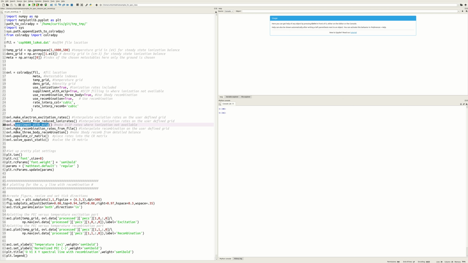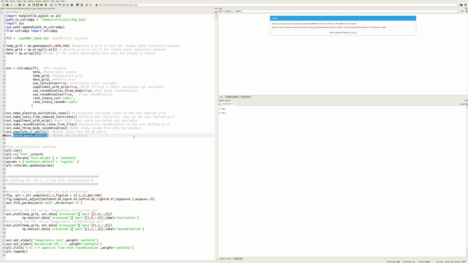Now what's different here is we are going to make recombination rates from the file, so this is going to interpolate our recombination rates from the ADF04 file on our temperature grid. And the next thing that's going to happen is three-body recombination is going to be made using a detailed balance relation with our ionization rates. The next thing that's going to happen is we're going to put all of these different rates into the correct spots in the matrix, and then again we are going to solve with the quasi-static approximation.